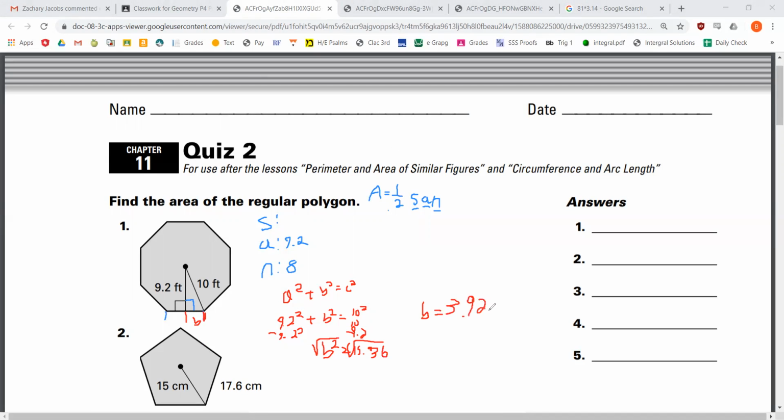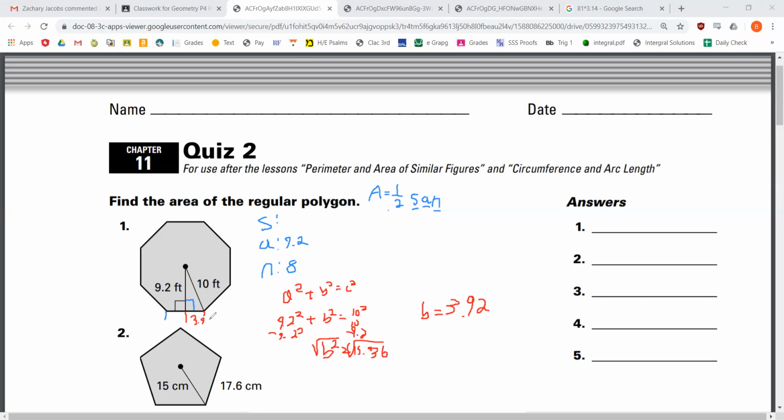So 3.92 is what S equals? No, 3.92 is just this little piece here, Callie. It's between here and here. So how do you find S with that information?